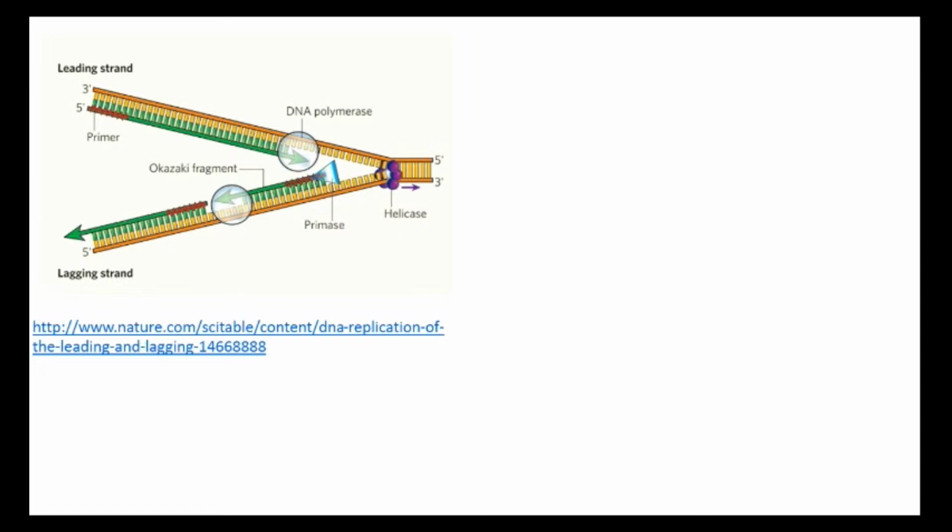Because when the DNA separates, it forms two strands, the leading and the lagging strand. On the leading strand, as we know, DNA replicates from 5' to 3', right? As it opens on this side, it is easier for DNA polymerase to put in more nucleotides to form a continuous strand of DNA.